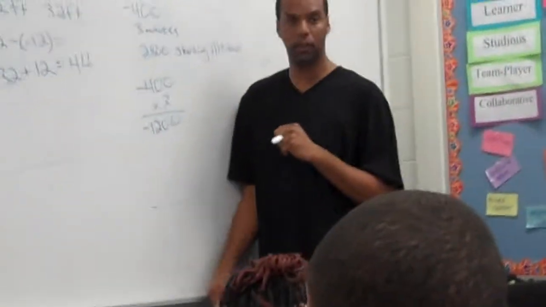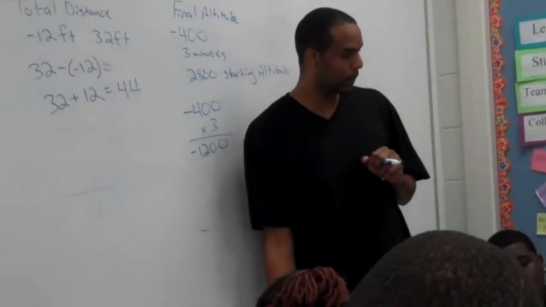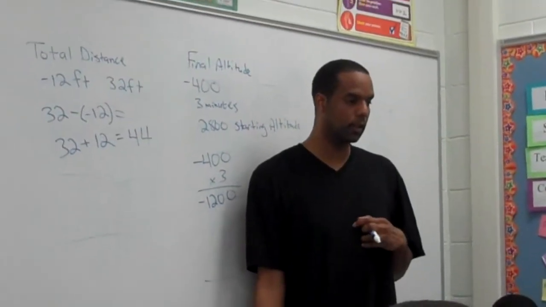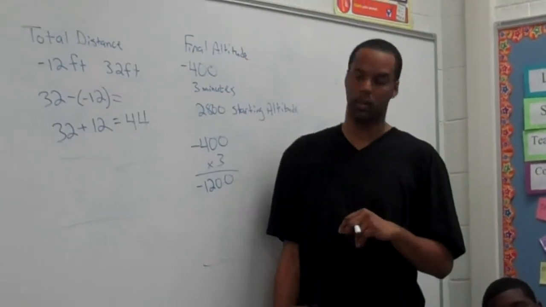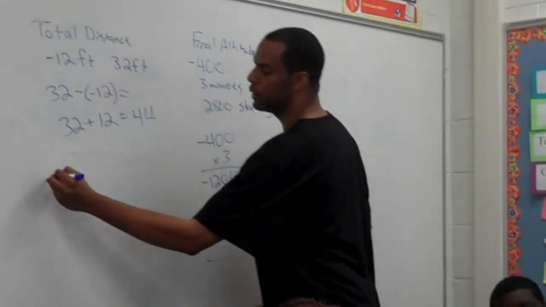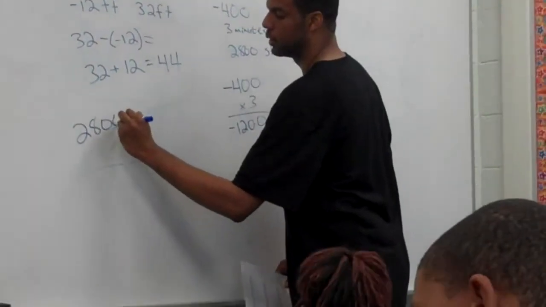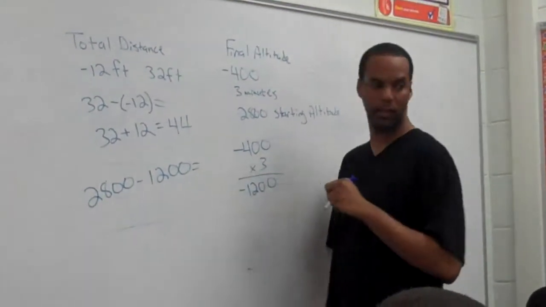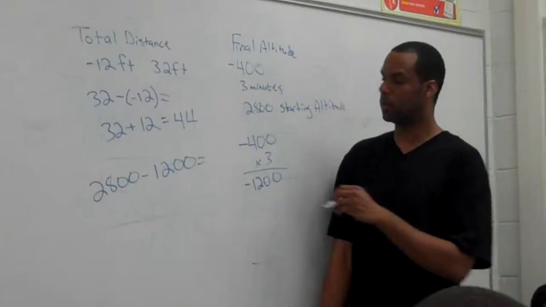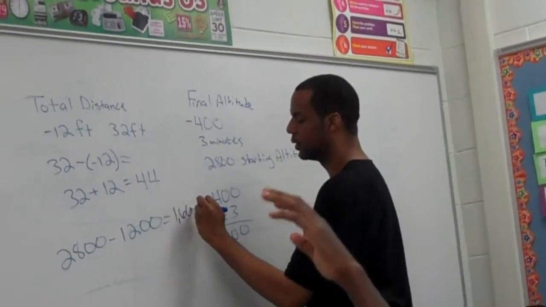All right, so the next question is, if her starting altitude was 2,800 feet, what was her final altitude? Can anybody tell me how I would find that? Subtract. Subtract what? 2,800 feet minus -1,200. So I would do 2,800 minus 1,200. And what would that give me? 1,600.